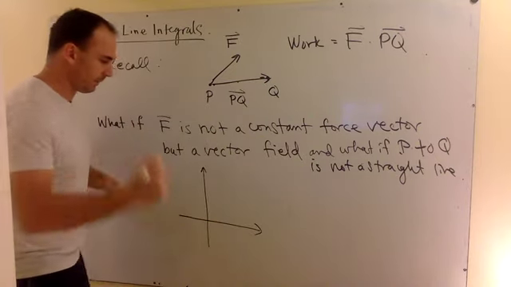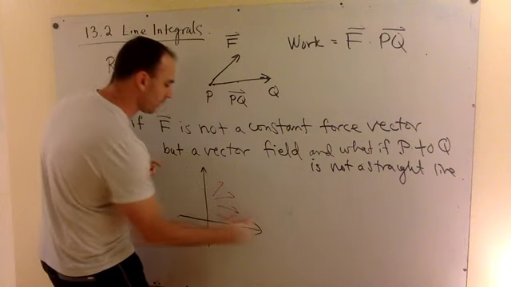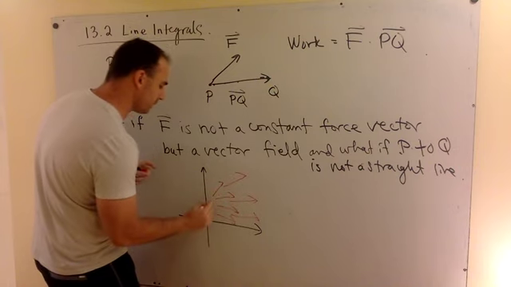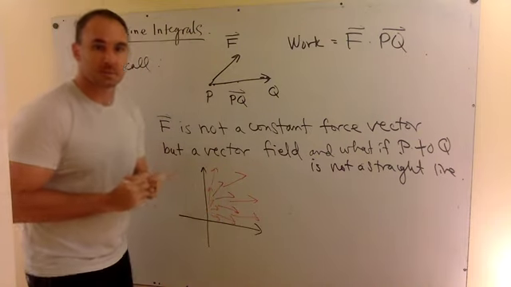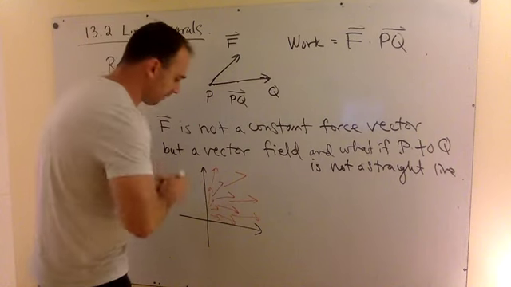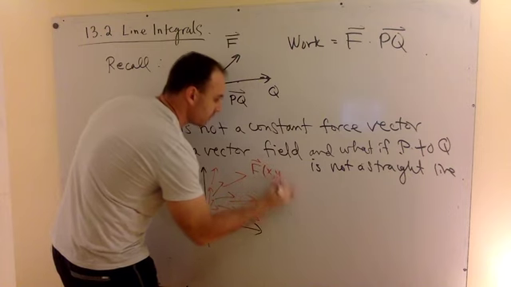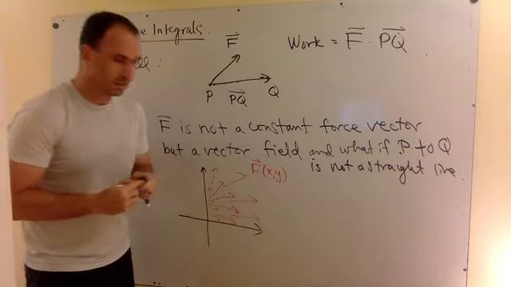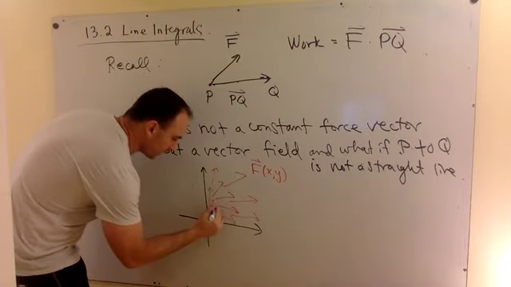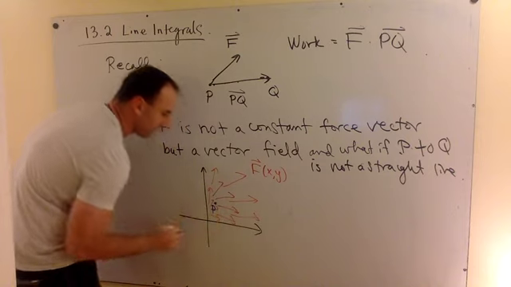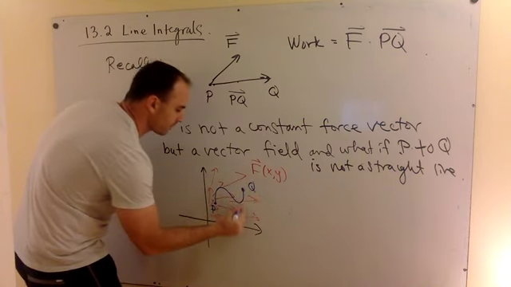Recall a vector field is a bunch of vectors. Imagine I've got a bunch of vectors going on, and maybe they do something like this. They get smaller as I go to the origin, whatever. All right, so here's my vector field F. It's a function of two variables. And then imagine I have some object here starting at P, and I go along the curve to Q.